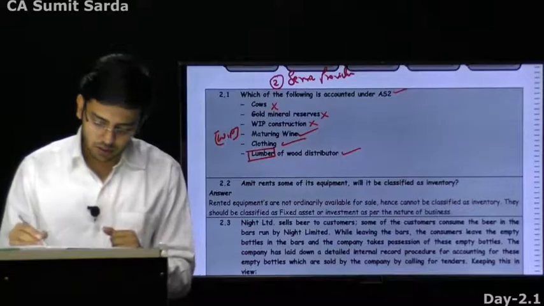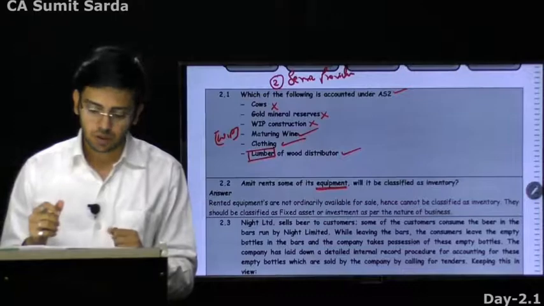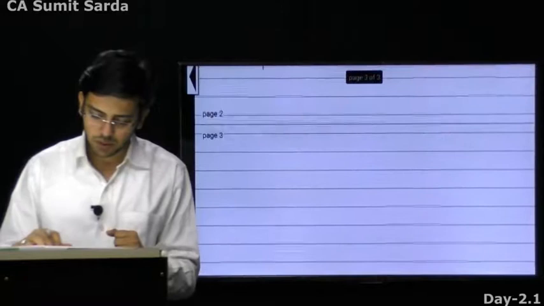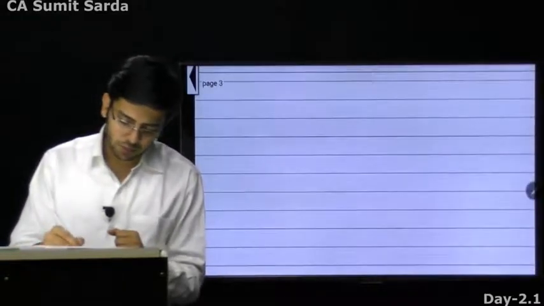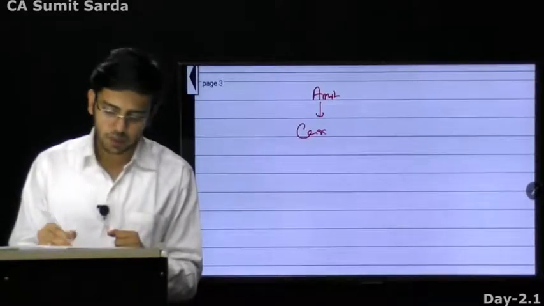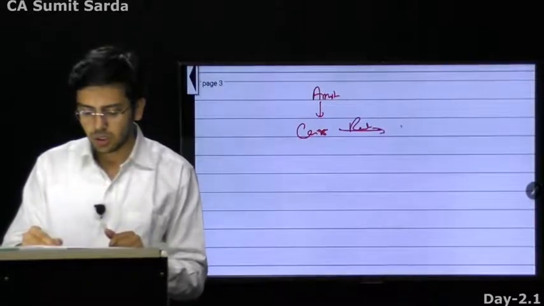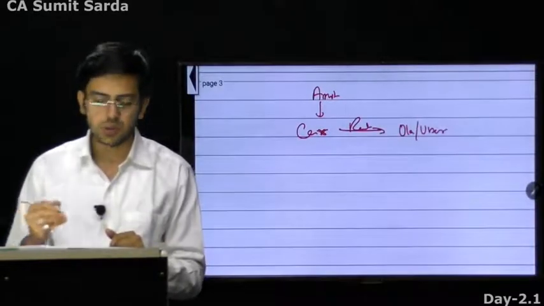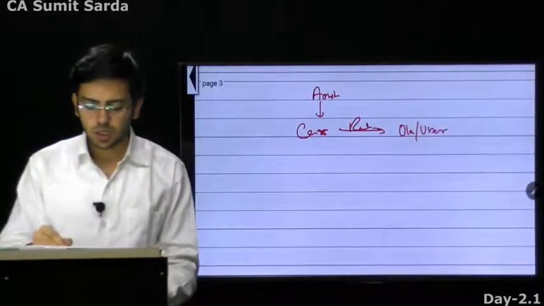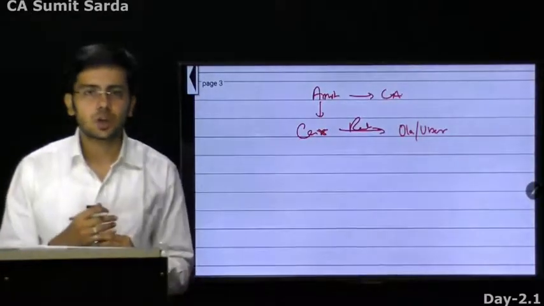Amit rents some of its equipment. Will they be classified as inventory? Now it depends whether it will be classified as inventory or not. Firstly, let's say Amit has a car. He doesn't use the car much, so he has given the car on rent to Ola or Uber drivers. This is not his business. He is a CA, so he is into practice, but he doesn't use the car much, so he has given his car on rent to Ola or Uber drivers.